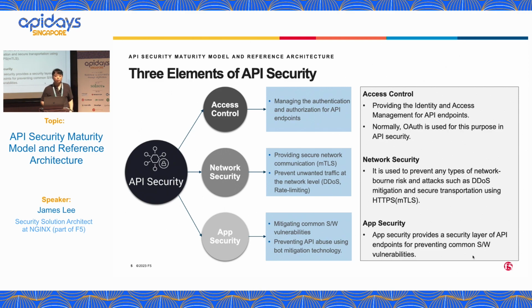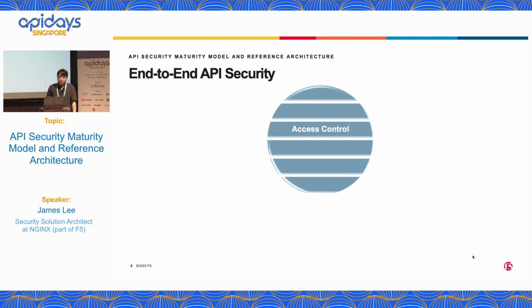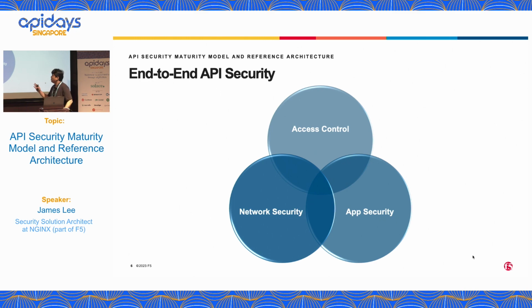Definitely OAuth is always the recommended way. However, that does not mean that you have completed advanced access control in your API security, right? You need to design the OAuth token exchange and what grant type you need to use. So the API security chain requires access control, network security, application security.